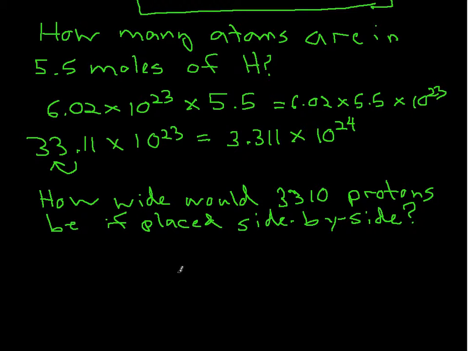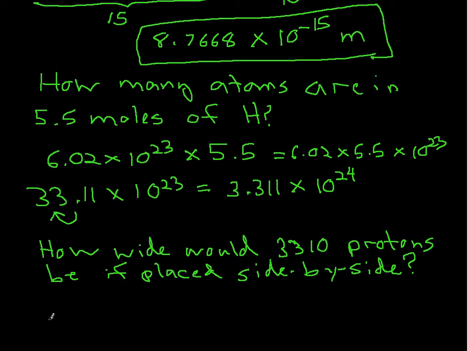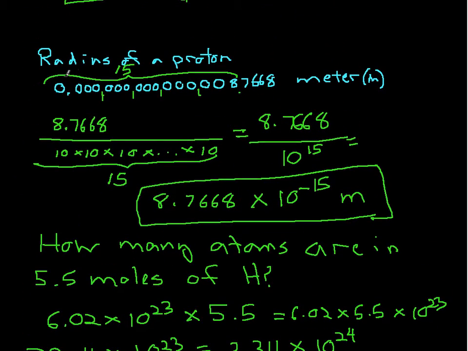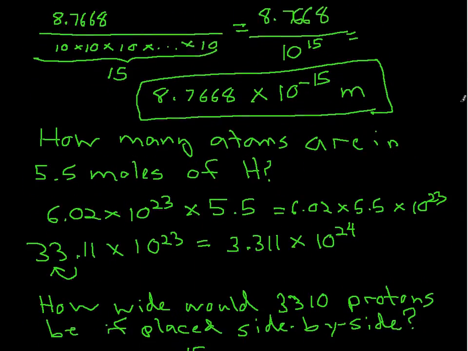You're lining up 3,000. Well, so you have to take this number, this is 8.7668 times 10 to the negative 15th meters, and you're placing these protons side by side. So you're going to have to multiply it by that. And then the other thing we're going to have to do, a little tricky, I worked this in here, I didn't mean to, but this is the radius. Remember, in a circle, the radius is 1/2 of the diameter. So we're going to have to multiply this by 2 as well.